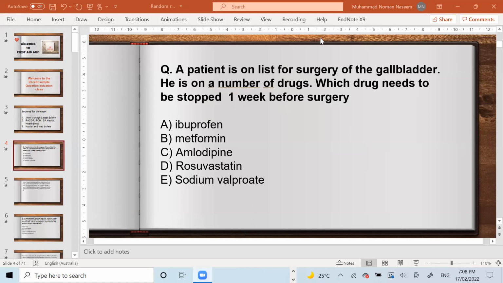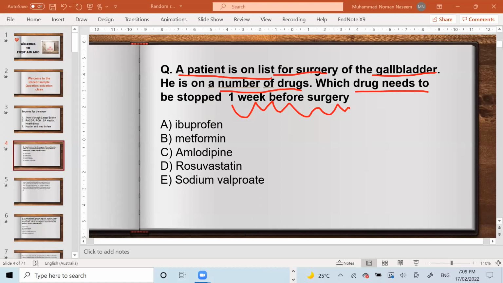A patient is on the list for surgery of the gallbladder. He is on a number of drugs. Which drug needs to be stopped 1 week before the surgery? Option A is ibuprofen. Option B, metformin. Option C, amlodipine. Option D, rosuvastatin. Option E, sodium valproate. Now here, they're asking your knowledge about the pre-op preparation of a patient who is on the list for surgery.